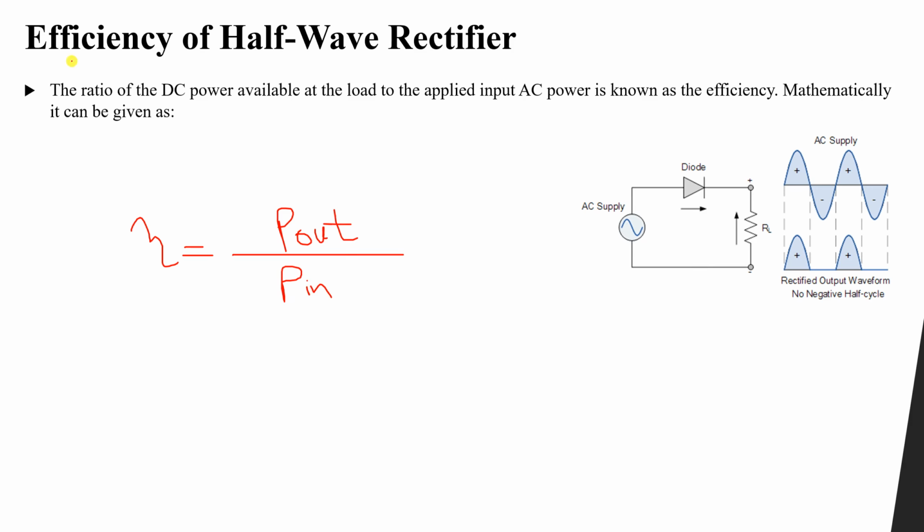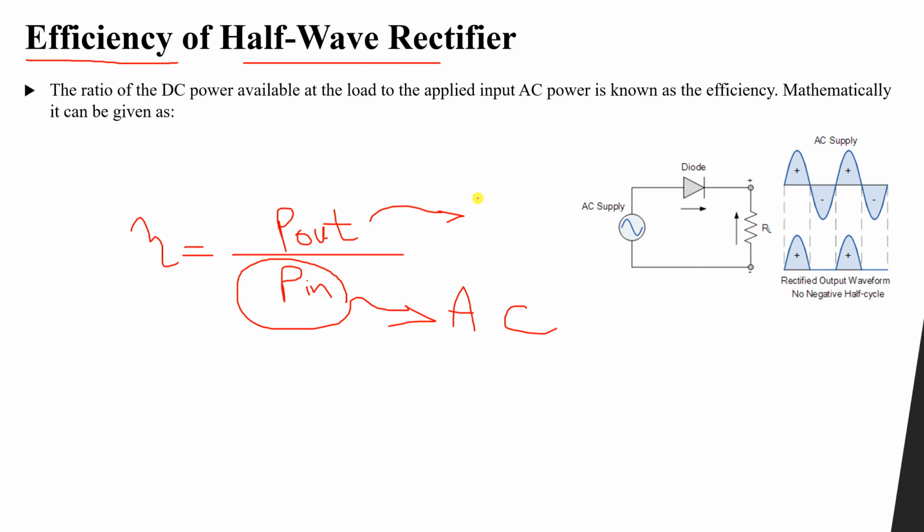Now, since we are talking about the efficiency of the half-wave rectifier, I would like to know how much of the input AC power is converted into DC power. This is my goal for the efficiency. As you can see, it is a ratio of the DC power available at the load compared to the applied input AC power. This is known as efficiency, and mathematically, as I just explained.